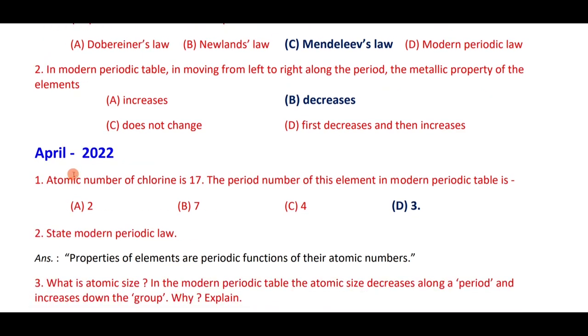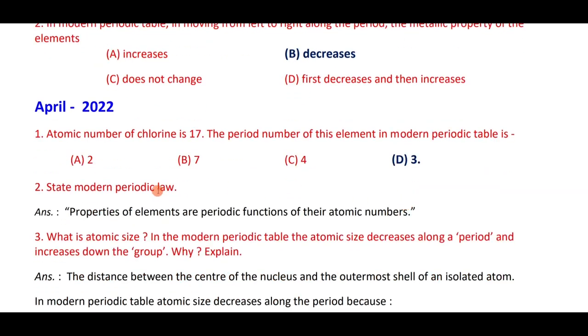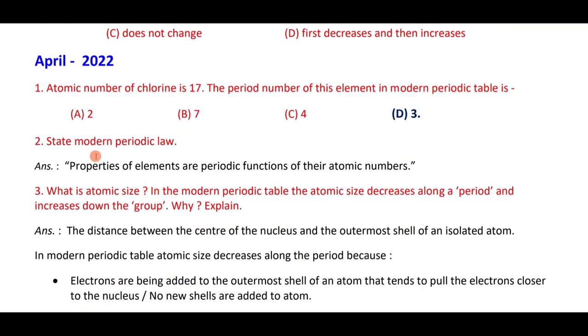Atomic number of chlorine is 17. The period number of this element in the modern periodic table is 3 because it has 3 shells. State modern periodic law: properties of elements are periodic functions of their atomic numbers.